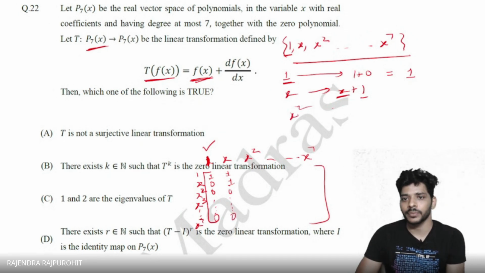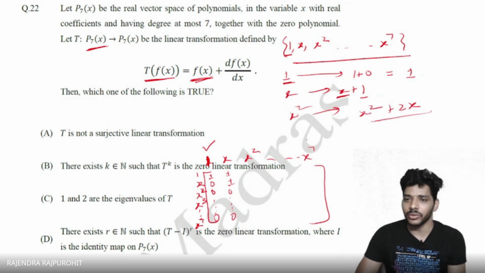Take x squared and find its image. I get x squared plus the derivative of x squared, which is 2x. I write it down in the matrix. The coefficient of the constant 1 is 0, the multiple of x is 2, and this is 1. And then the rest are 0.